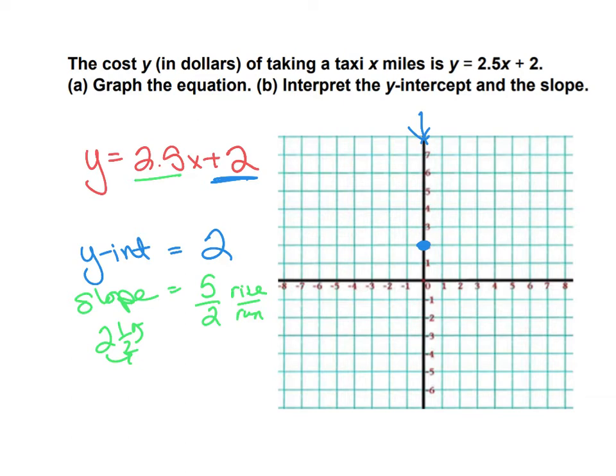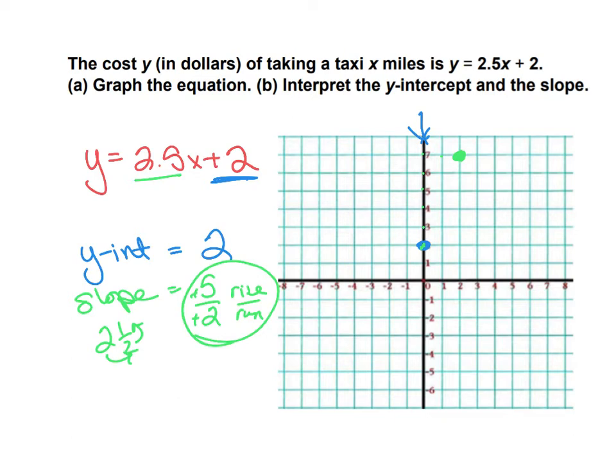So from there, we're going to use our rise over run. We have a positive 5 and a positive 2. So we're going to start at our y-axis, or our y-intercept, and we're going to go up 5. 1, 2, 3, 4, 5. And positive 2, which is to the right 2, and we're going to put a point.